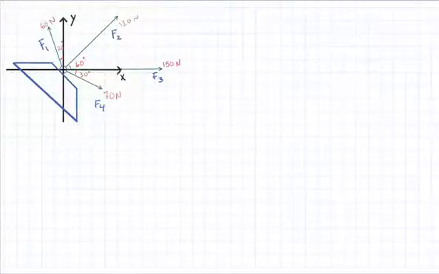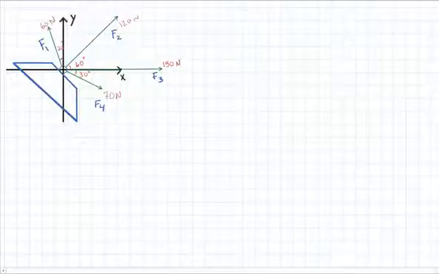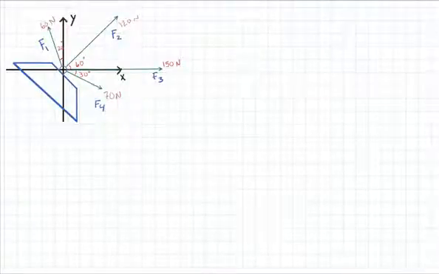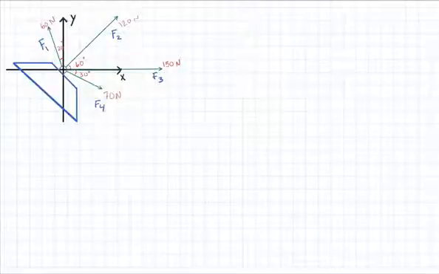Now, in the diagram, I labeled my forces as F1, F2, F3, and F4. Now I'm going to break each force into its x components and y components, and then add all the x components and y components, and use those to get the resultant force and the direction of the resultant force. So I'm going to start with force F1.